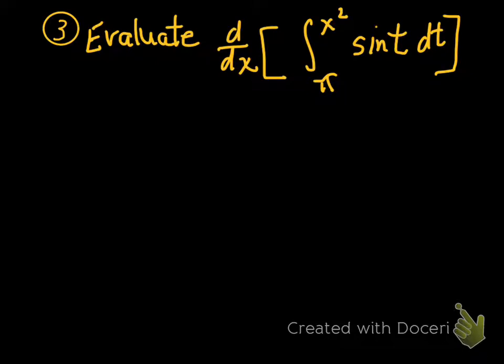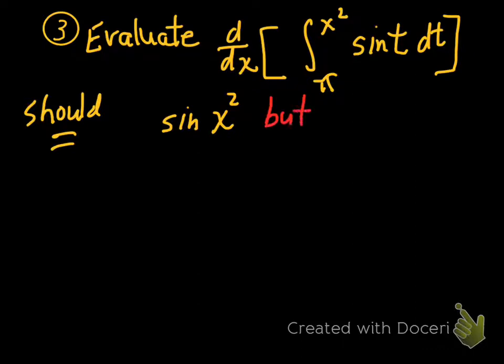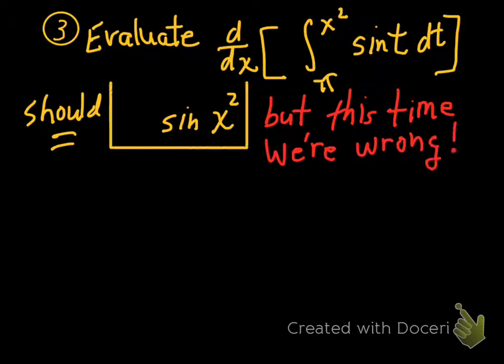Well, this one is a little curious. I notice the upper limit this time isn't just a normal x. It's x squared. Be careful. So this time I think it should equal the sine of x squared. But I'm going to be wrong. This is on purpose. Let's see. The wrench in our plans. Sine of x squared is going to be wrong.